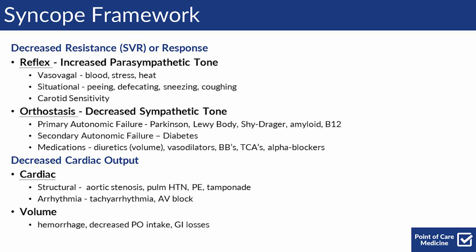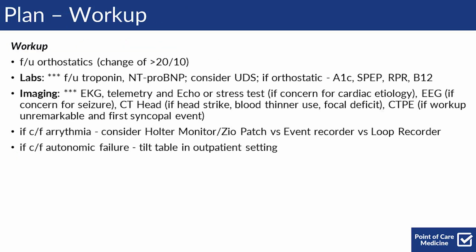And then lastly, a reason you can have decreased cardiac output is whether or not you're dehydrated and you have low intravascular volume. And that can be due to, like we talked about, decreased PO intake, GI losses, or hemorrhage. When you're thinking about your plan, obviously we'll separate it into workup and treatment. When it comes to workup, first and foremost, you should be doing orthostatics, and that's a change of greater than 20 systolic or greater than 10 diastolic, and we'll talk about that more later.